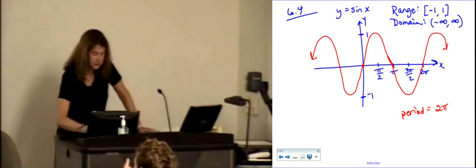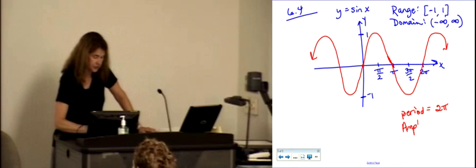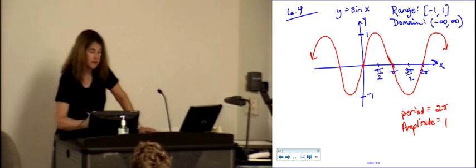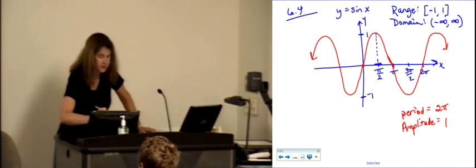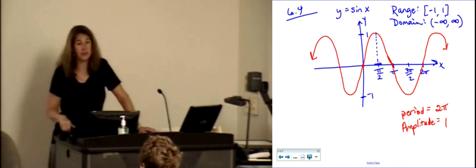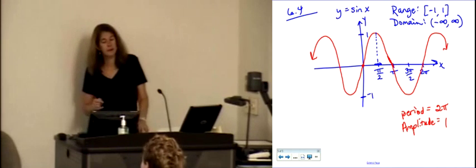We also looked at amplitude for the sine function. The amplitude here was what? 1. And the amplitude we said we're measuring from the middle of the graph up to a crest of the curve. So it was 1, or down to the crest of the curve. Either way, it's 1.